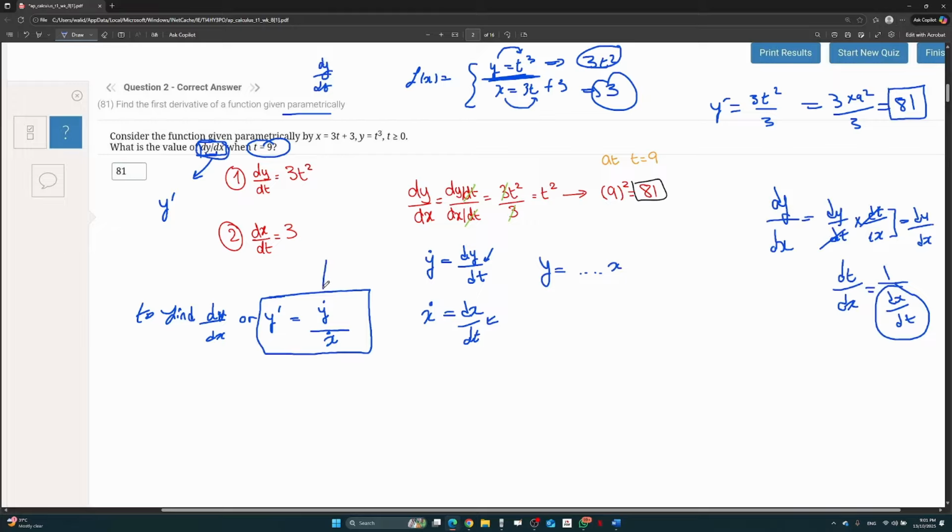So if you want to memorize it as a formula, y prime, or the derivative dy by dx, is equal to y dot over x dot. Okay? And y dot is literally just the derivative with respect to time for y, and x dot is just the derivative with respect to time for x. As I found them here. And all you have to do is just plug in the formula. Over this over this, and you're going to get this over here.